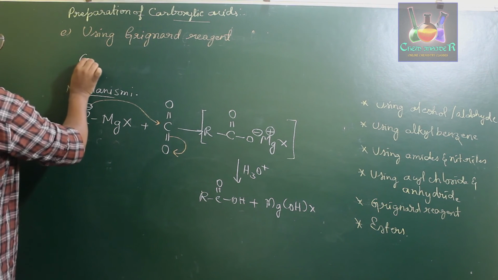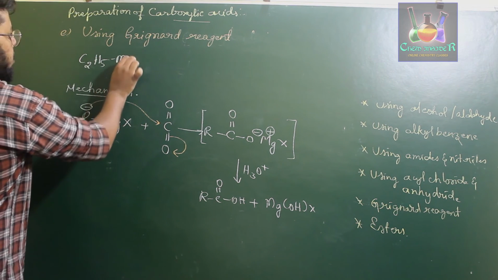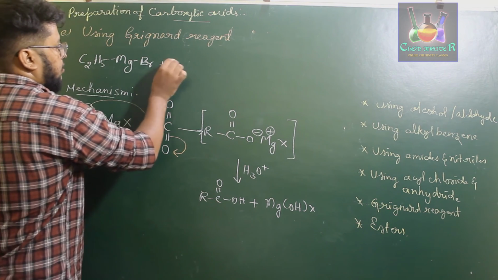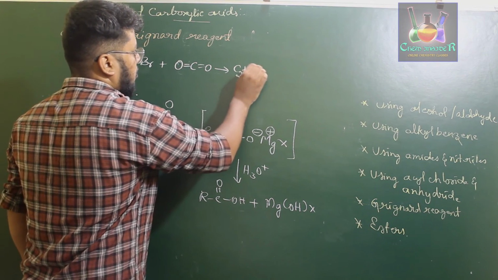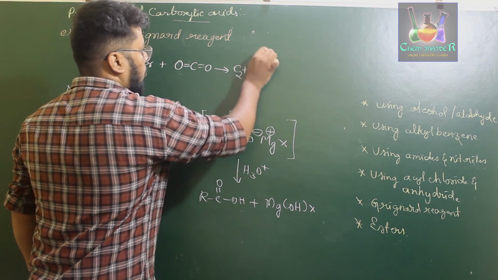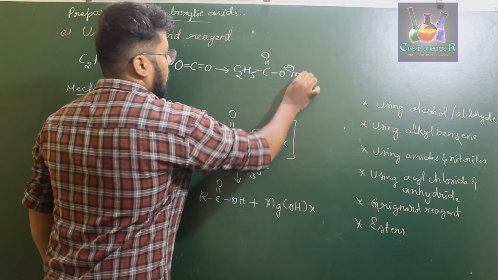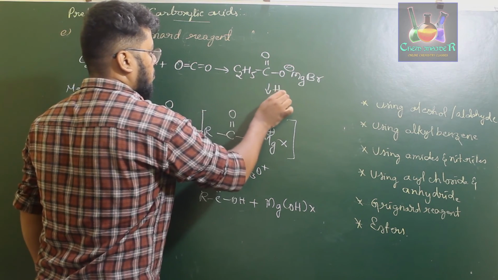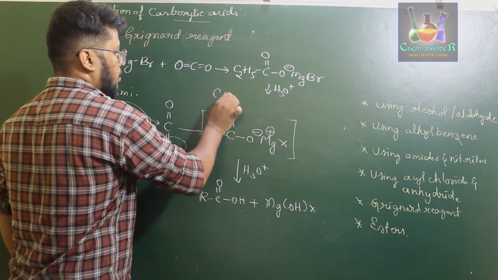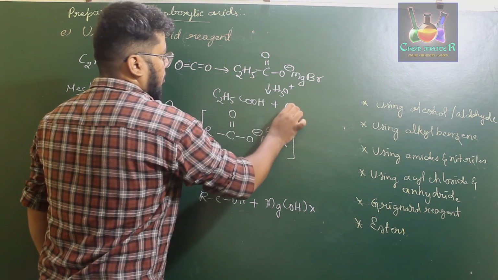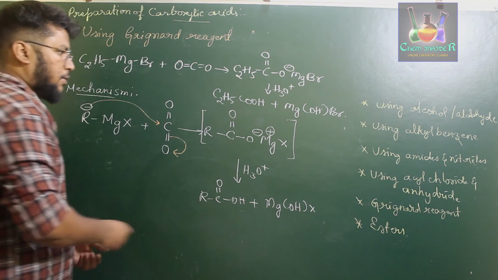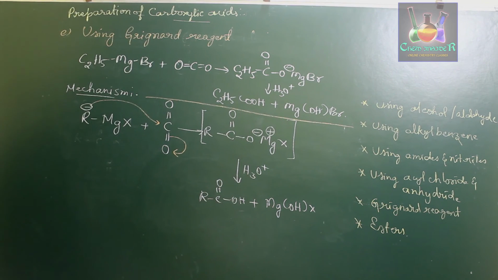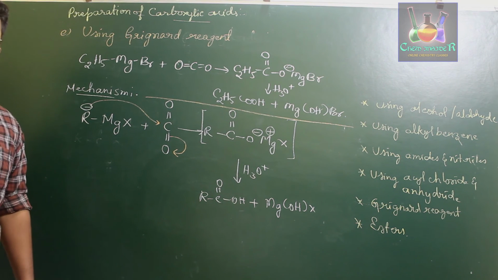Okay, so now for an example of this reaction, let us consider C2H5MgBr being treated with carbon dioxide, O, C double bond O. So first it forms an intermediate, that is C2H5, C double bond O, O minus MgBr, which on hydrolysis forms C2H5COOH plus MgOHBr. So this is the example for the preparation of carboxylic acid from Grignard reagent. Okay. So this is all about the Grignard reagent usage for the preparation of carboxylic acid.